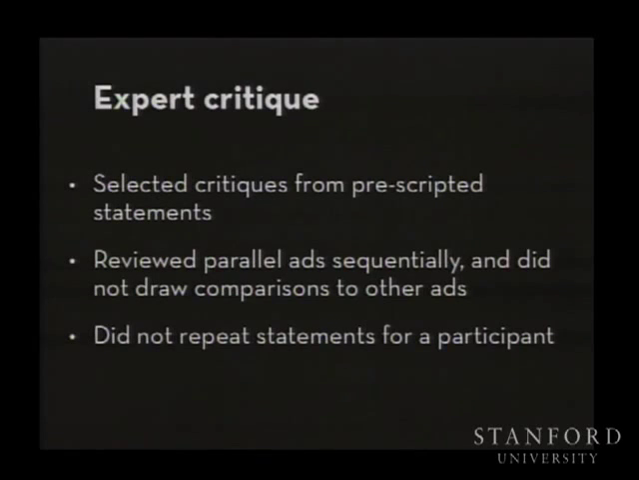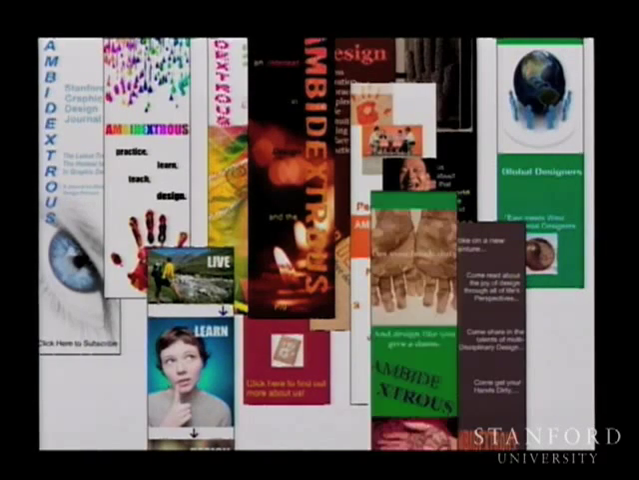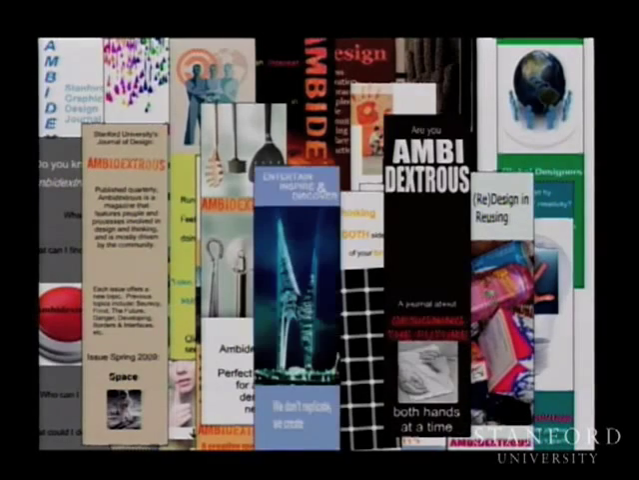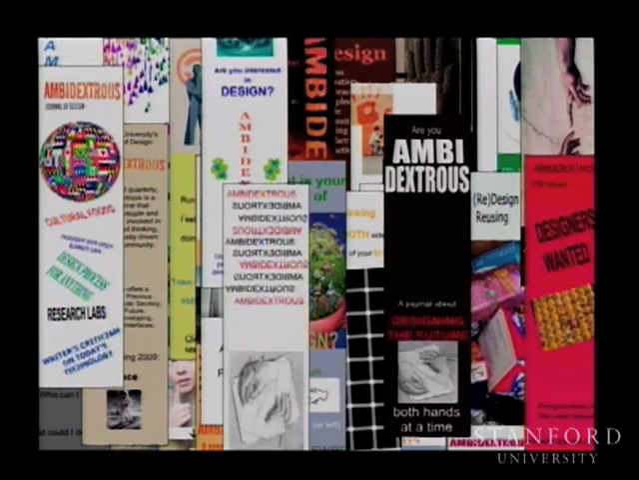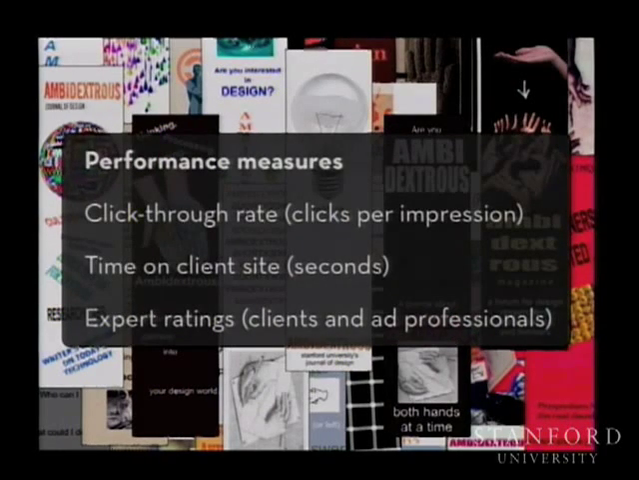So what we got in the end was a bunch of final ads. Very different concepts people came up with for this Ambidextrous Design Magazine. And we launched a 15-day ad campaign on myspace.com, where all these ads ran in parallel, targeted at a group of MySpace users who might be interested in this magazine. In total, we generated over 1 million impressions or ad viewings, and it produced several performance metrics on the ads.